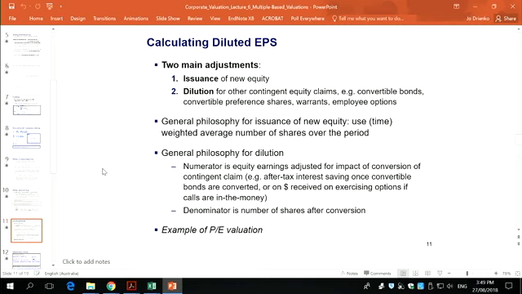That's right. So any equity-based claims, which are things like convertible bonds, JB Hi-Fi does not have any. Preference shares, convertible preference shares, JB Hi-Fi does not have any. Any warrants, I don't think JB Hi-Fi has any. Employee options, bingo, bingo, bingo. JB Hi-Fi does have options. So what do we have to do? So the general philosophy for any issues is to use time weighting. I'll show you what that looks like. So it's not value weighting, it's time weighting.